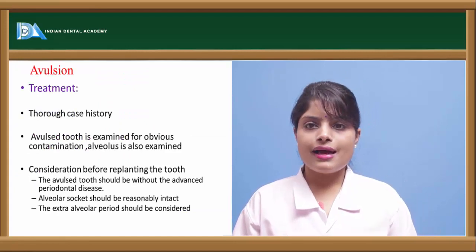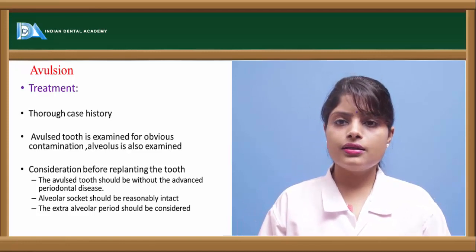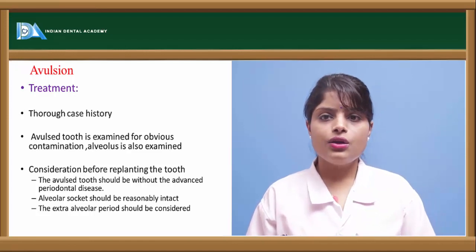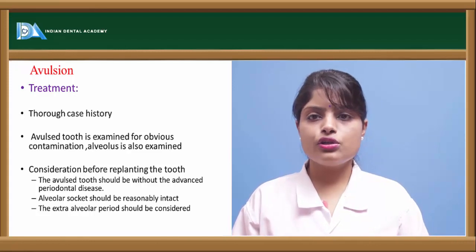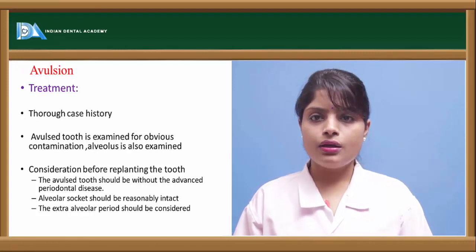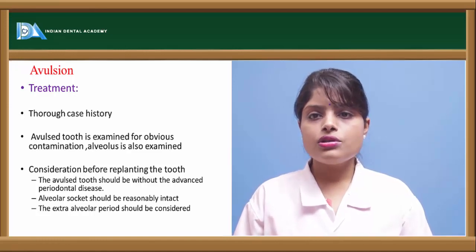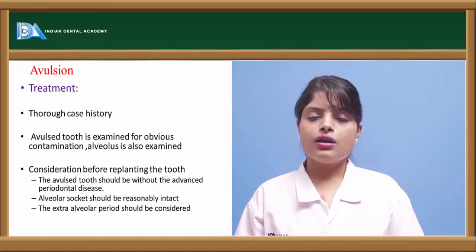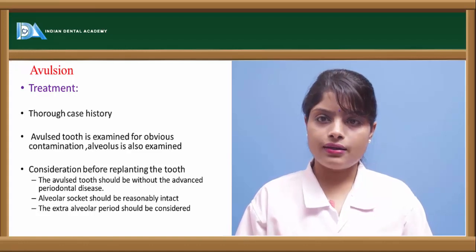So, on examining, if a patient comes with an avulsed tooth to the dental clinic, we have to examine the tooth as well as the dental socket and the entire oral cavity, whether any injury is there to the soft tissues or the supporting tissues of other teeth as well. So the avulsed tooth as well as the socket is examined. This is one of the most important procedures. The history of the avulsed tooth, that is how the injury took place, should be kept in mind.